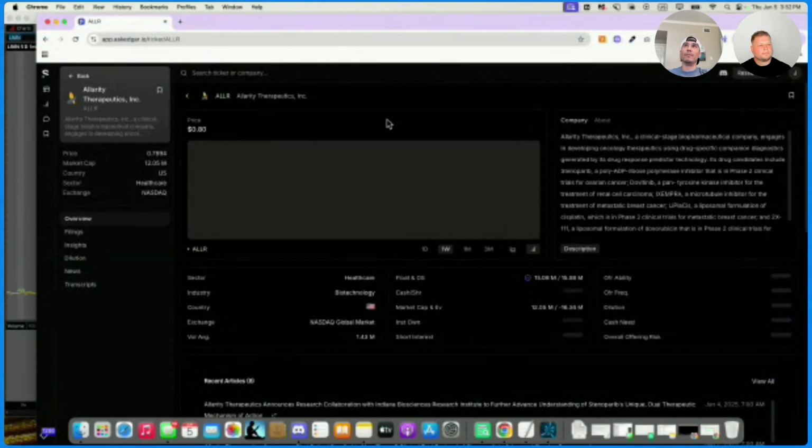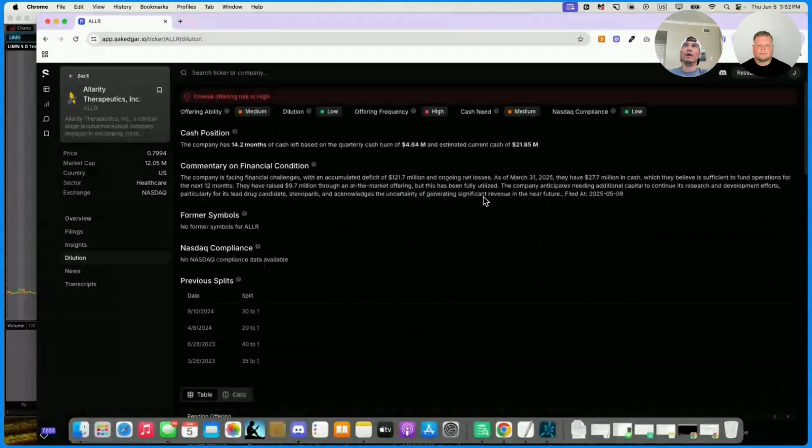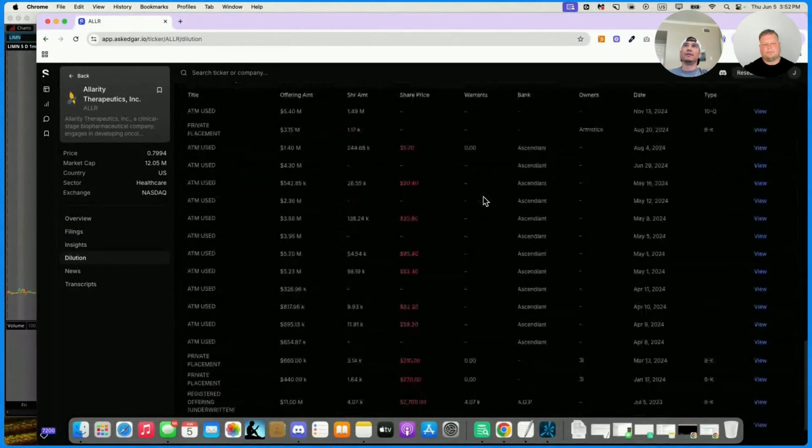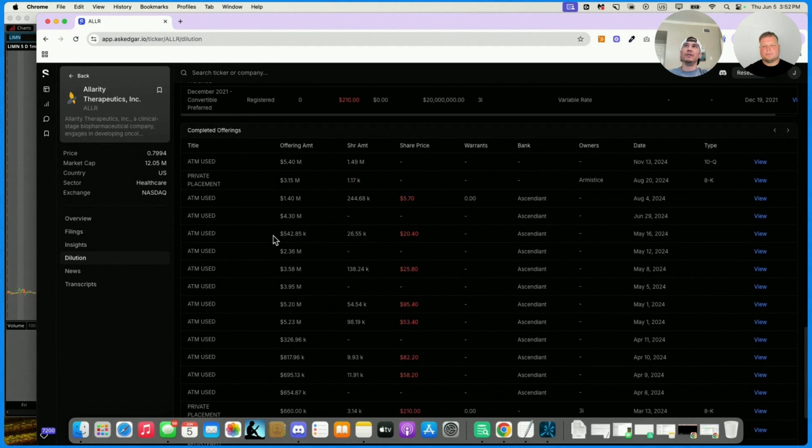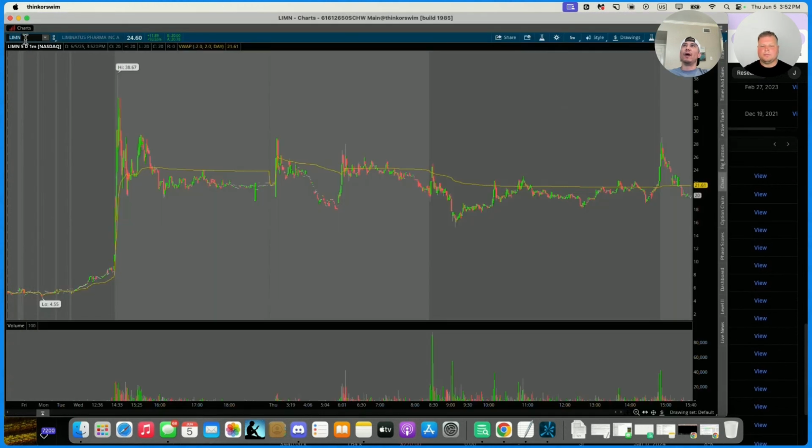I had one example I'll never forget, this ALLR. You see how this ATM was used. There was this one day where they were deficient with the Nasdaq stockholder equity rule. One of the listing requirements is that you have $2.5 million in stockholders equity. Stockholders equity is your assets minus your liabilities, and you can be delisted for not being over that level. They only had a couple weeks to meet this requirement.